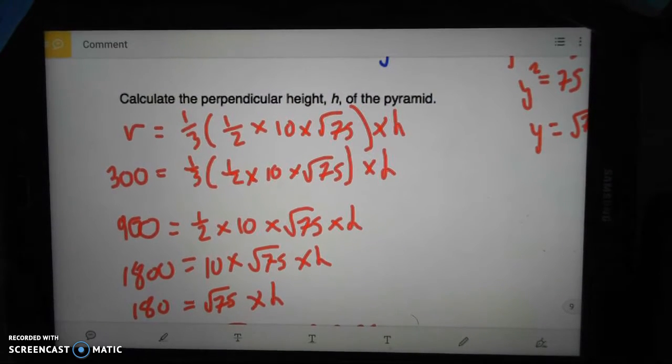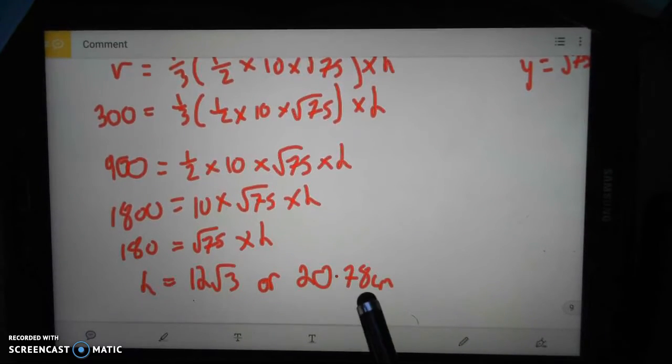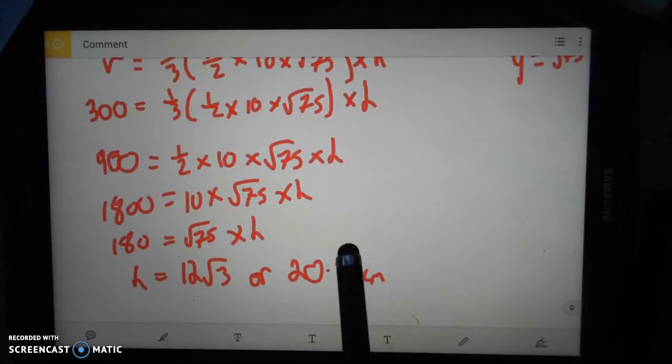Finally, we've got this times 10 bit here. If we divide both sides by 10, we get 180 equals square root of 75 times h. And then finally, to get h by itself, 180 divided by square root of 75 will give you h, which is 20.78 centimeters. It's a height, it's a length.